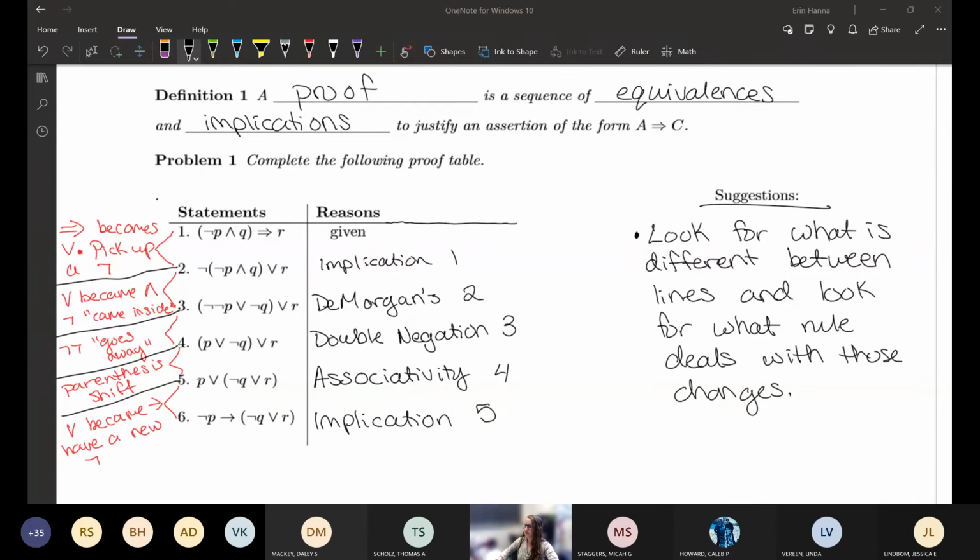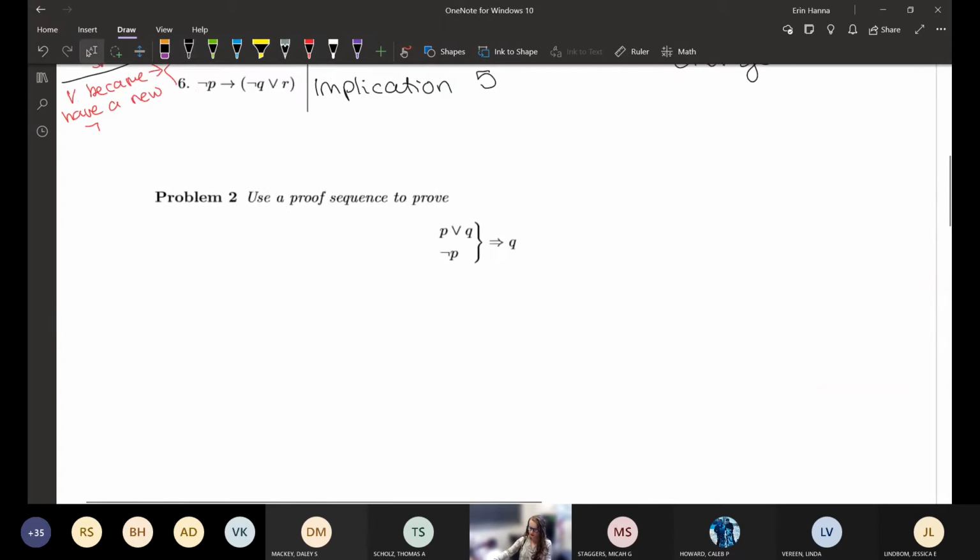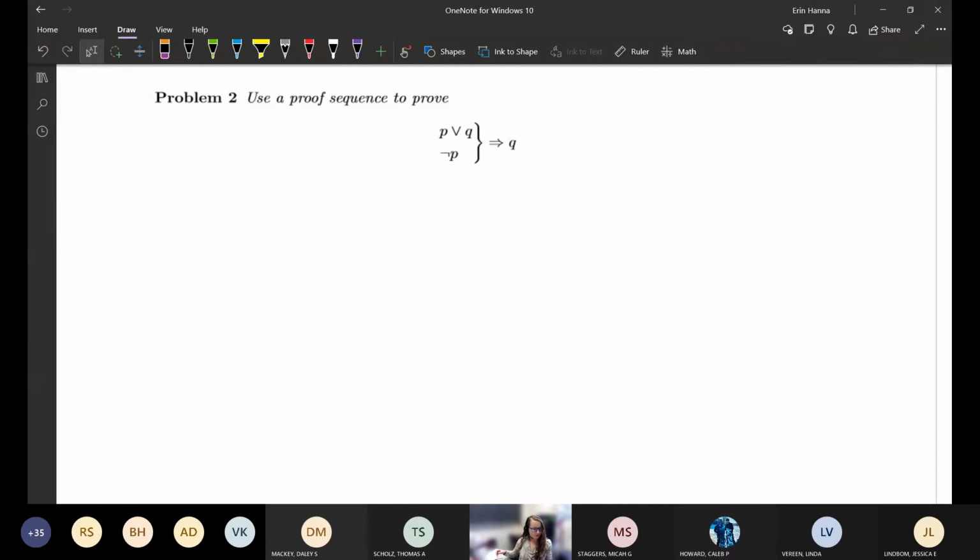Okay, 12:20. I think we have time to do one more. These take a lot of time to do. This one's from scratch though. Use a proof sequence to prove that P or Q connected with a not P will give us Q. Essentially, this is what we're given, and this is what we want. That double arrow thing is always a big thing for these. It's separating givens versus wants.